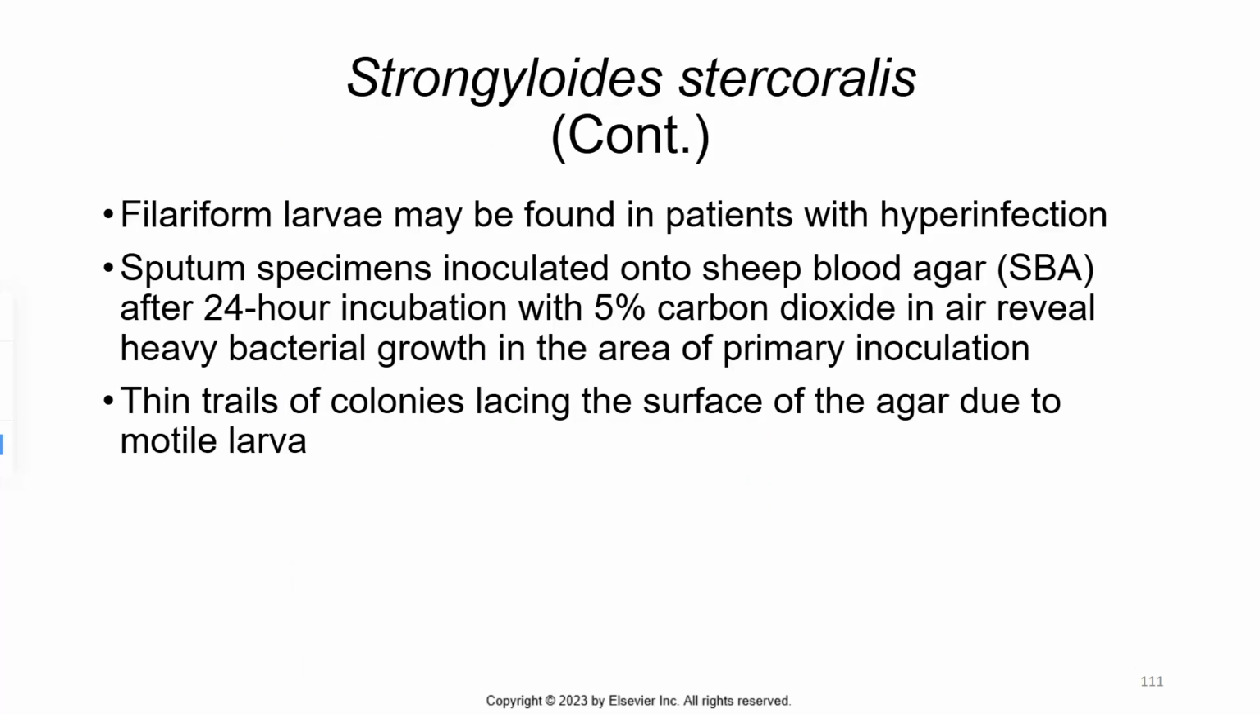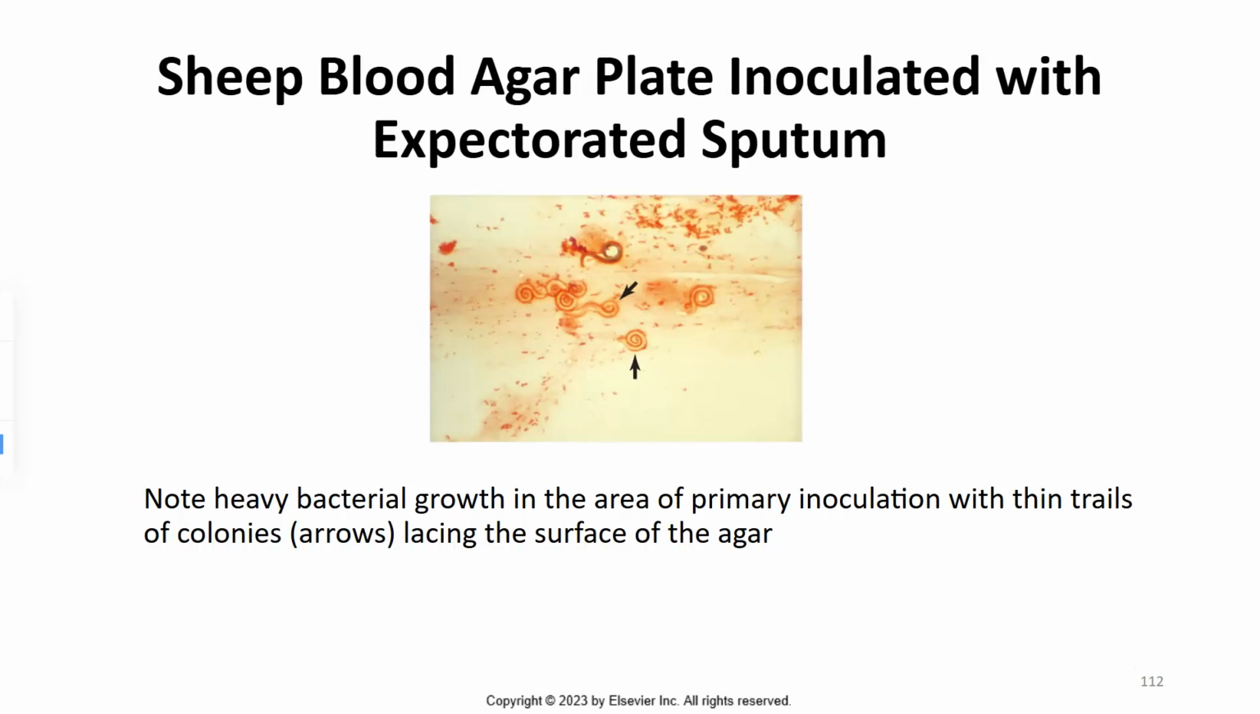Filariform larvae may be found in patients with hyperinfection. Sputum specimens inoculated onto sheep blood agar, after 24-hour incubation with 5% carbon dioxide in air, reveal heavy bacterial growth in the area of primary inoculation. Thin trails of colonies lace the surface of the agar due to the migrating larvae. So these guys we can detect in sputum specimens. And this is a sheep blood agar plate inoculated with expectorated sputum.